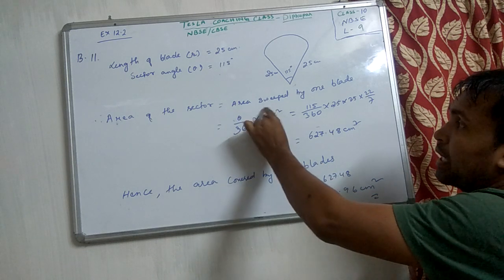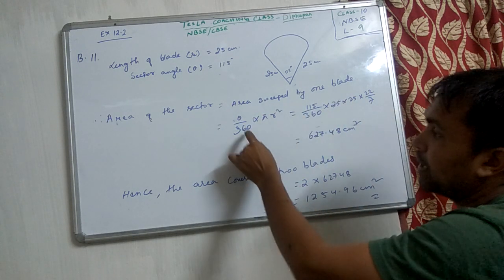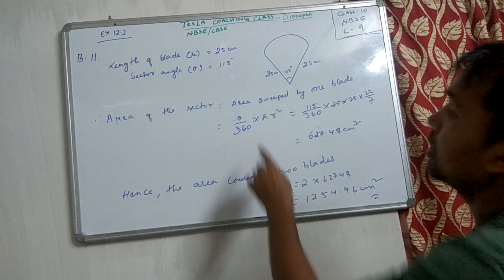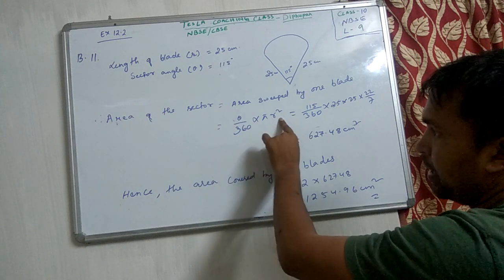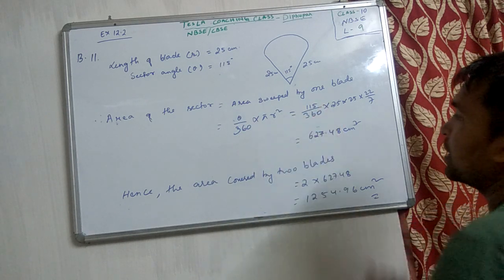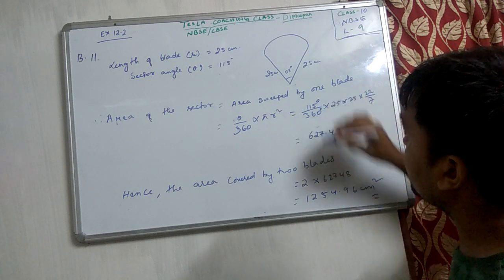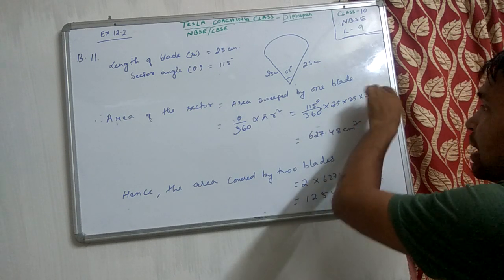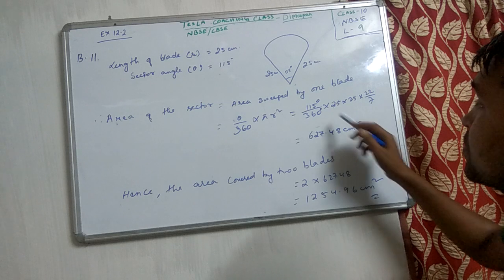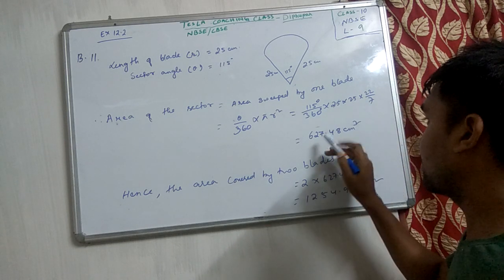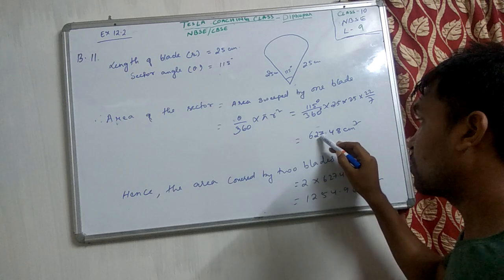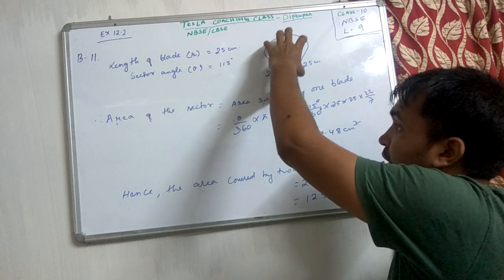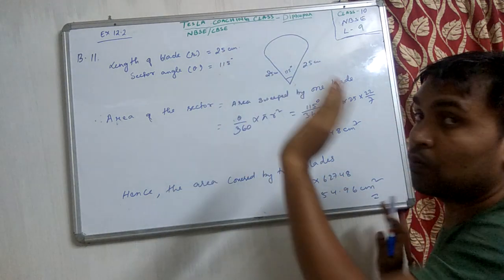So it will be equal to the area swept by one blade, that is theta by 360. How much area will be swept by this blade? That will be the area of the sector. So theta by 360 into pi r square. So theta is how much? 115 degree, over 360 degree, into 25 into 25, and pi is 22 by 7. So if you multiply and divide, if you do the calculations, you will get 627.48 centimeter square. This is the area which is swept by one blade.